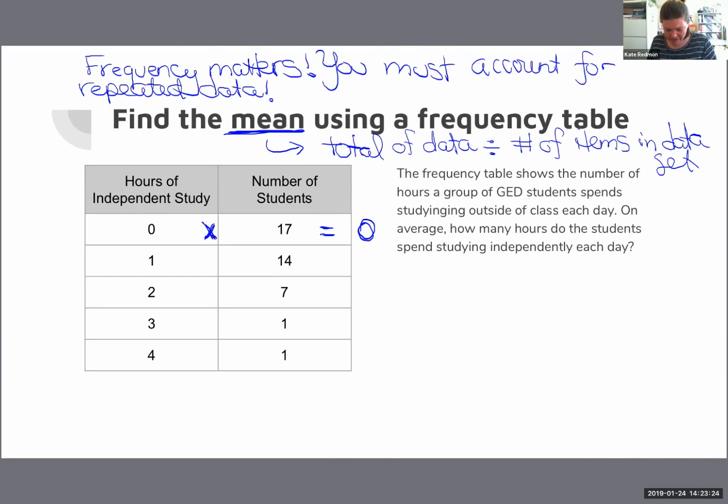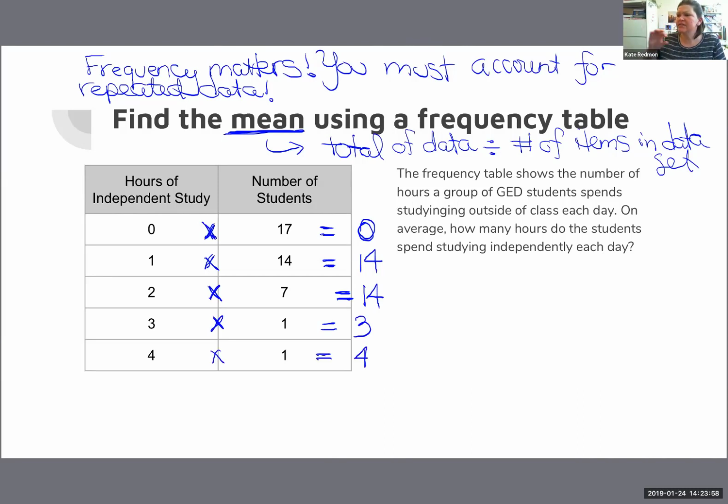But it gets a little more exciting here because I didn't just have the number 1 once. I had the number 1 14 times. I had 14 ones in my data set. That's not a total of 1. That's a total of 14. 14, exactly, James. How about my 7 twos? How much total hours of study is that? 14. Exactly, another 14. And then my 1 student who said 3, that's just 3 hours. And of course, my 1 student who said 4, that's 4 hours.